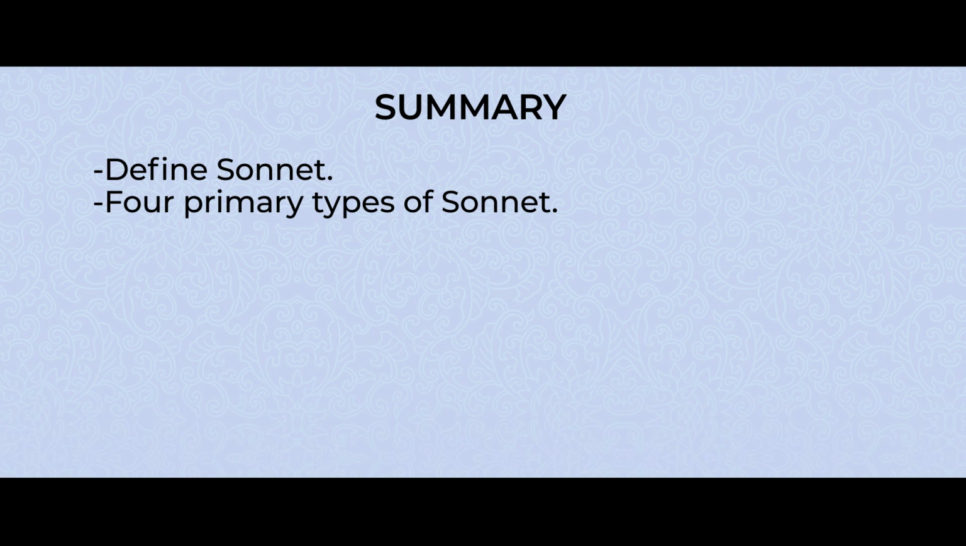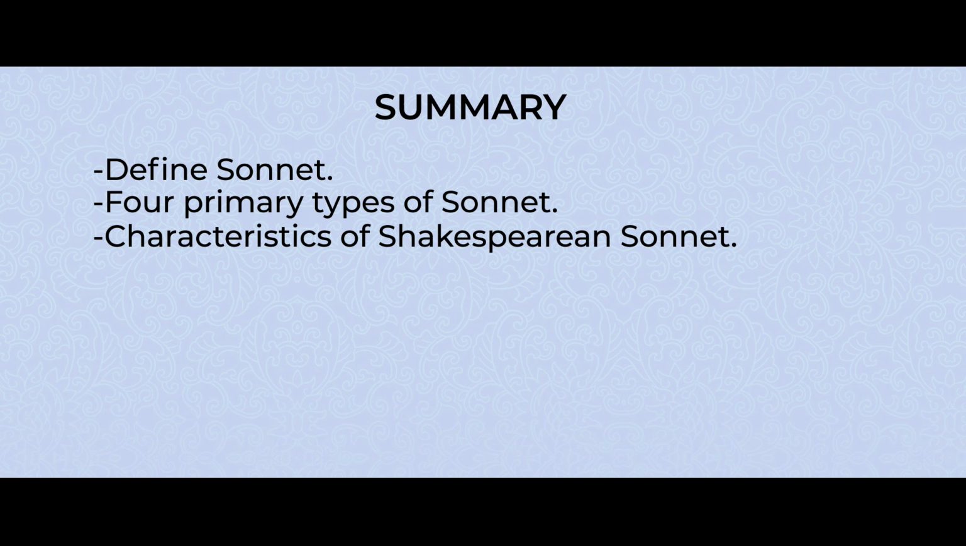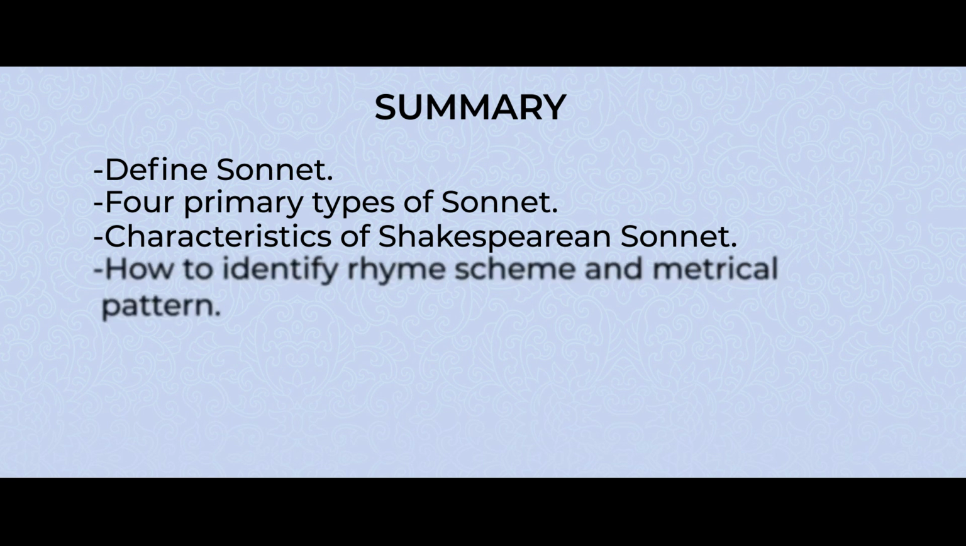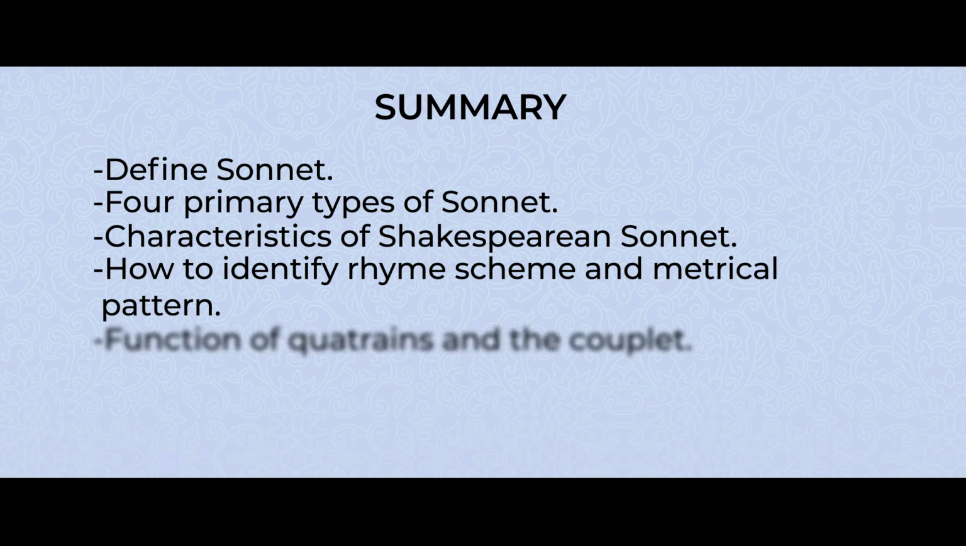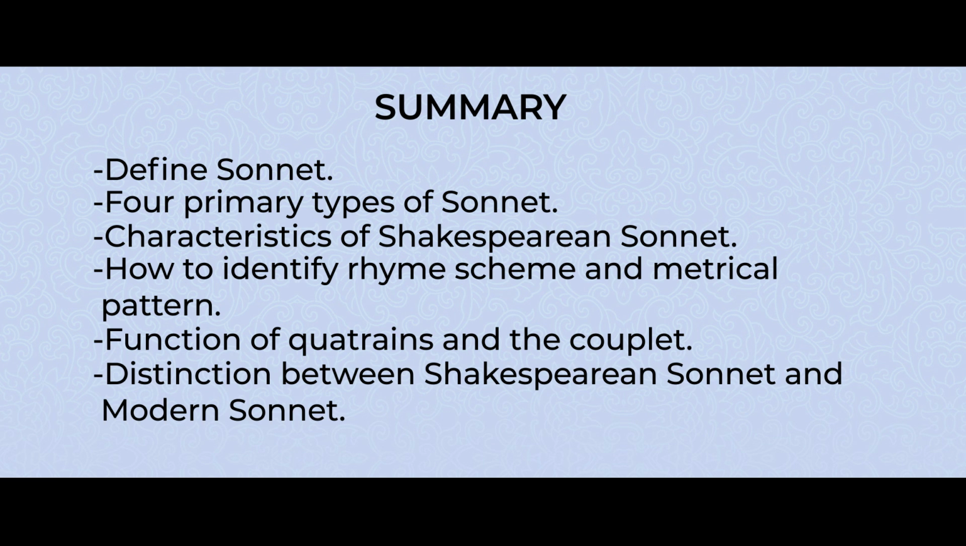Now, let me recapitulate my lesson. We have learned what a sonnet is, 4 primary types of sonnets, characteristics of Shakespearean sonnets. We have also learned how to identify the metrical pattern and rhyme scheme used in a sonnet, in addition to learning the functions of quatrains and the couplet in a sonnet. We wound up our lesson by looking at the distinction between Shakespearean sonnets and modern sonnets.